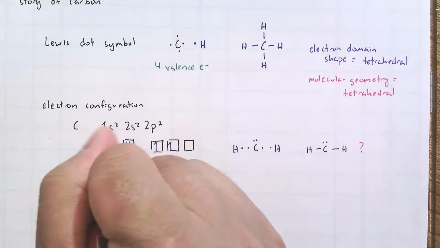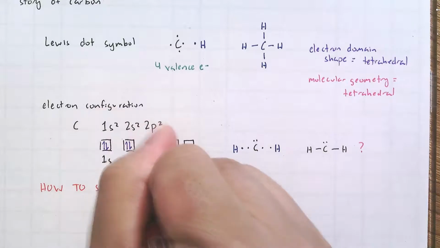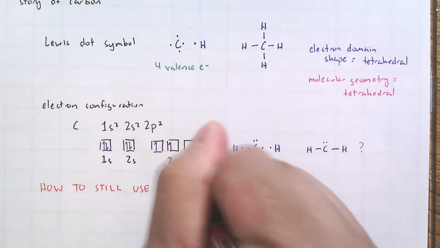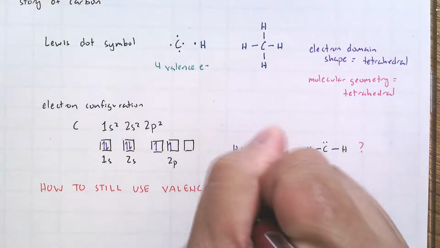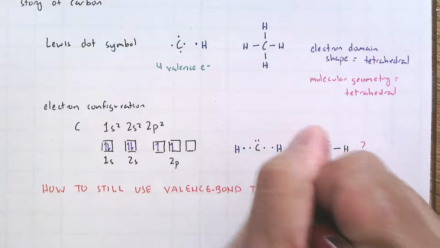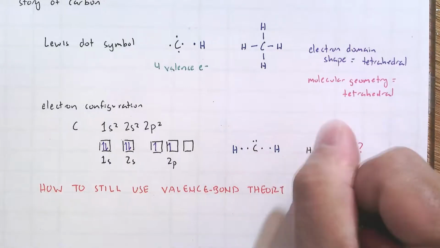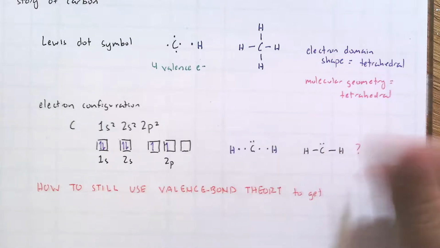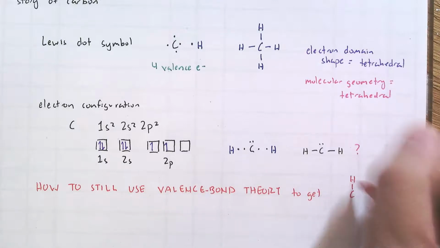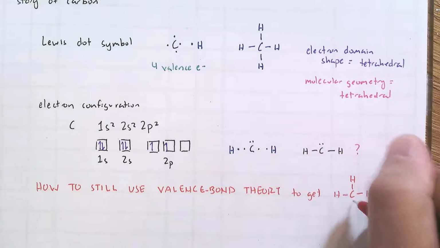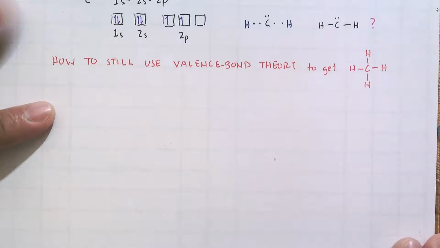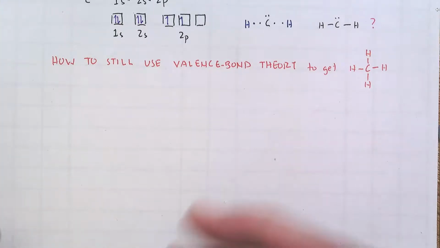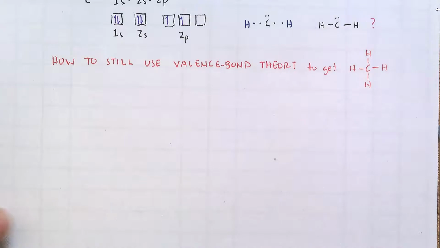How to still use valence bond theory to get what we know to be carbon with 4 bonds? Okay. How do we do this? The thing is, the atom carbon goes through hybridization.